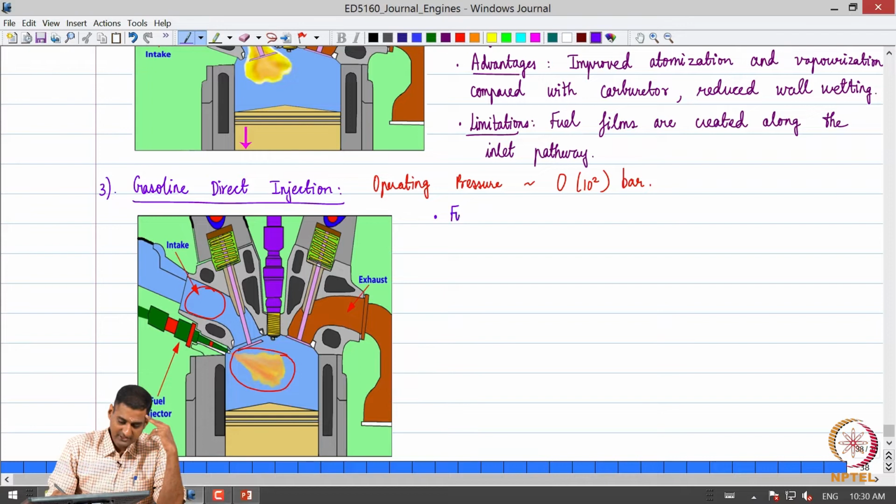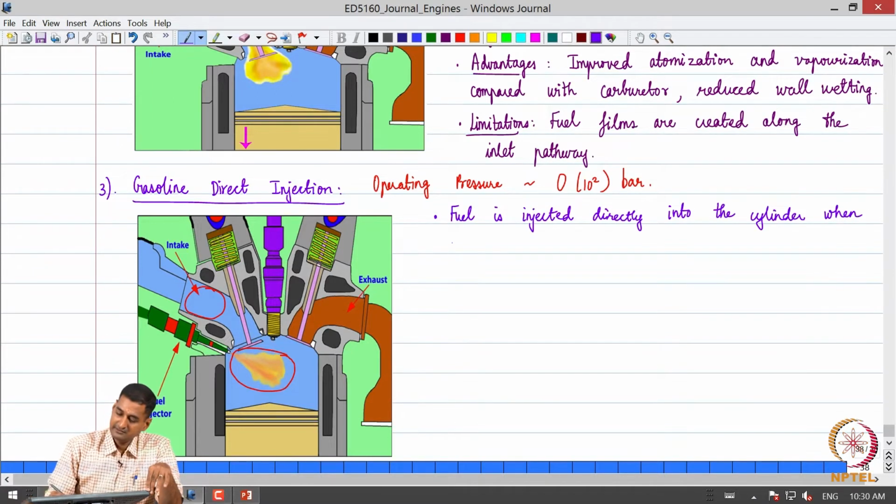So, fuel is injected directly into the cylinder when the suction stroke is in progress, and the piston is, let us say, near BDC. So, it is getting closer to BDC, when the suction stroke is progressing.